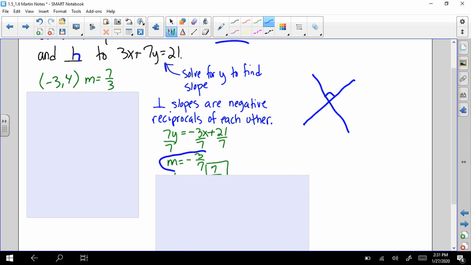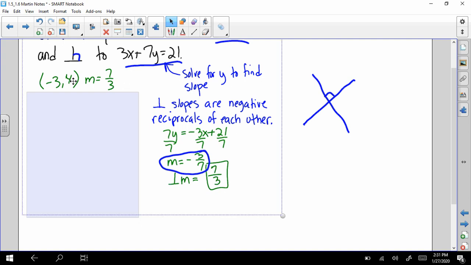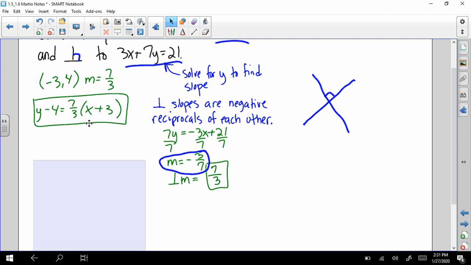So if this is the slope from our given line, I have to flip it: 7 over 3. And when I flip it, I also have to change it from a negative slope to a positive slope. Now I can use 7/3 with the point that was given to use point slope form and write the equation in point slope form.